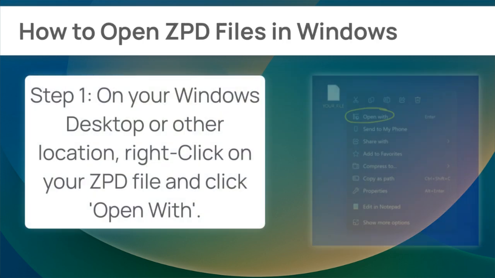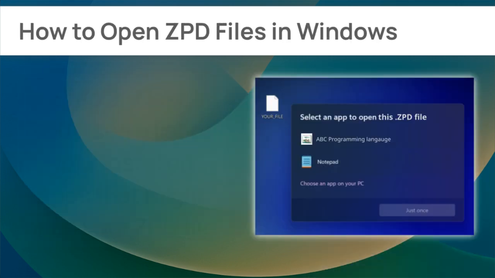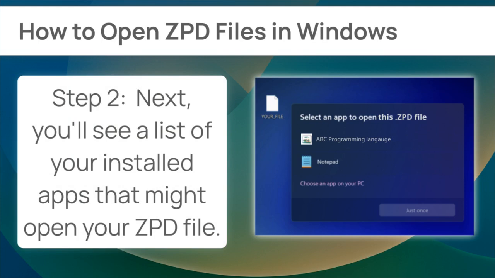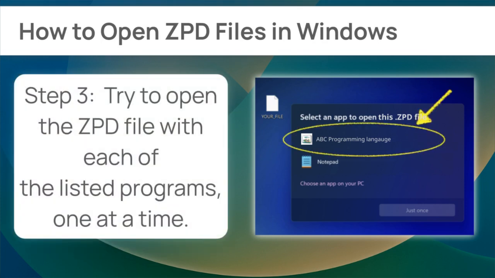Open the context menu to check file association. Right-click your ZPD file and choose Open With. Try ABC programming language first. If it's absent, select another program. Testing is the most reliable diagnostic.